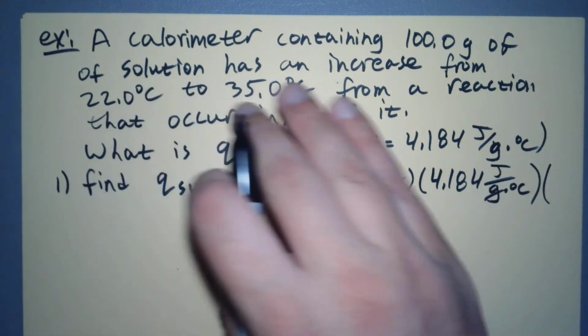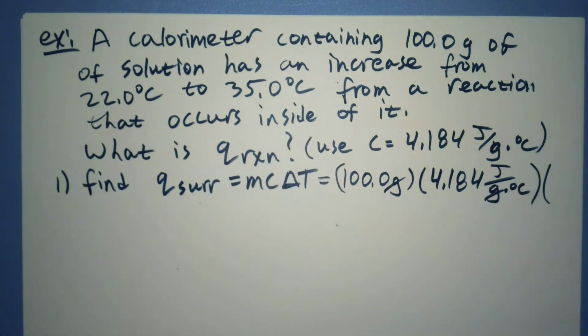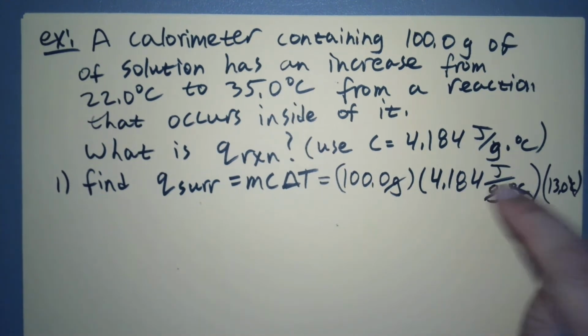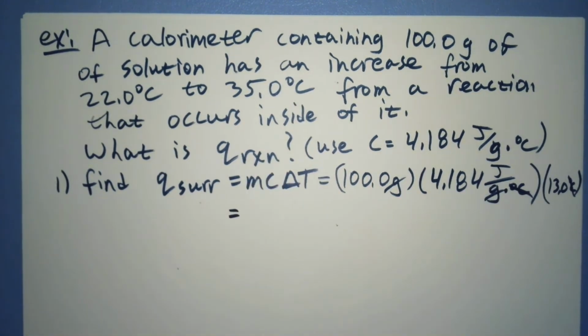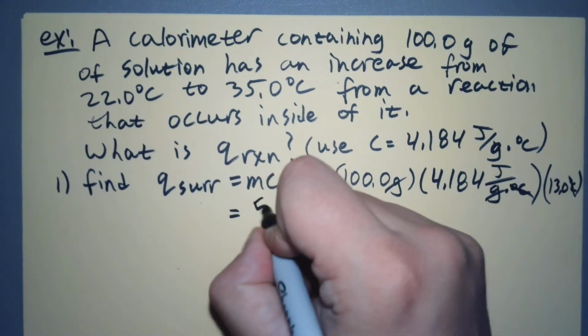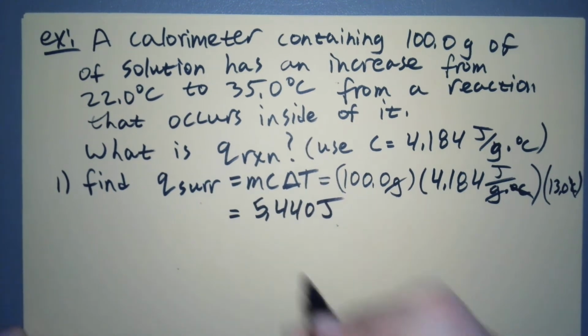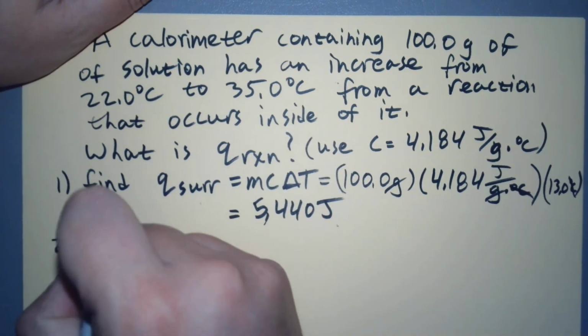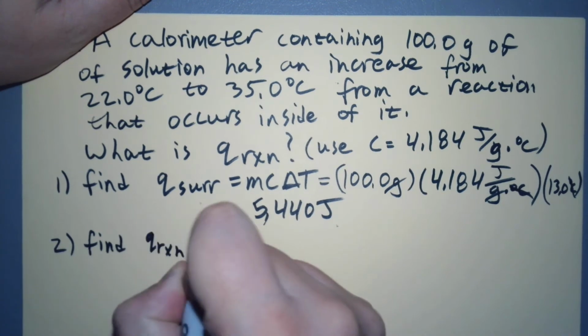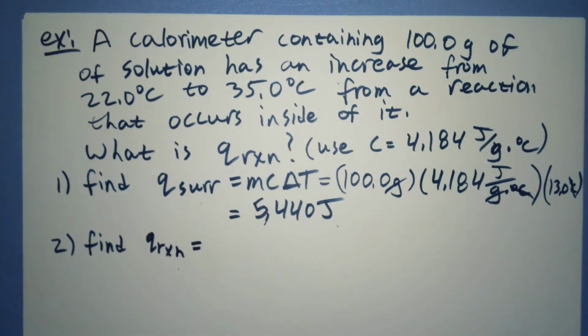What's my delta T? I went from 22 to 35, so that means it went up 13 degrees, 13.0 degrees Celsius. That's also going to cancel, so I'm just left with joules. Well, that's pretty nice. I punch up the math, I get 5,440 joules. That's a pretty good chunk of heat, right? And so that's a comma, just to be clear. 5,440 joules. Step 2. We're not done. We gotta find Q reaction. But we're basically almost there.